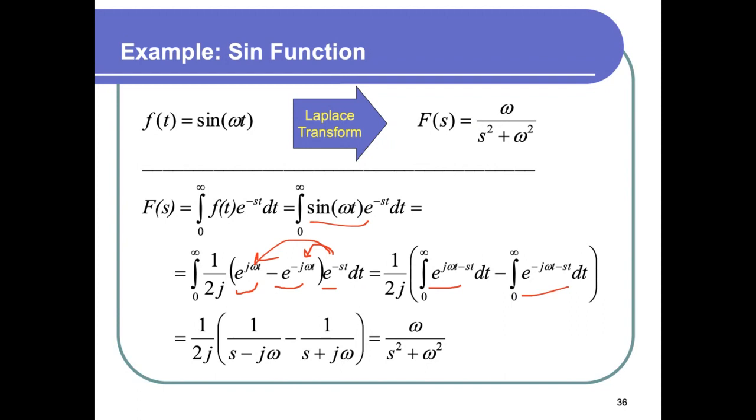Now, if we do an integration of this guy, it will be what? It will be 1 over j omega minus s multiplied by the exponent, and then you evaluate it at infinity and at 0, and you get this guy. Similarly for here, you get this guy. Now, if you take a common denominator and do the math, you will end up with this equality. You will get omega over s squared plus omega squared. Is it clear? Any questions?